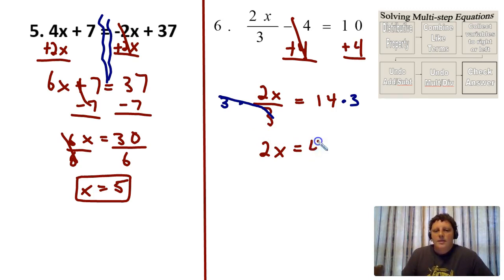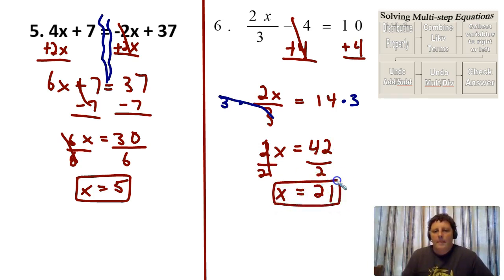14 times 3 is 42. We're going to divide both sides by 2. And x equals 21. When you plug in 21, 2 times 21 is 42. 42 divided by 3 is 14. 14 minus 4 is 10. It works out. We know that we've got the right answer by checking our answer.